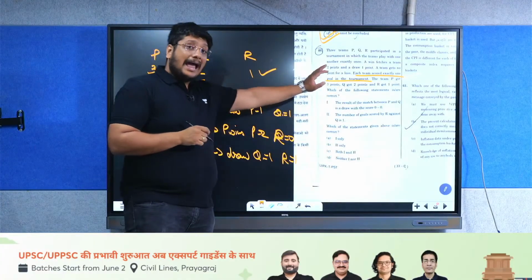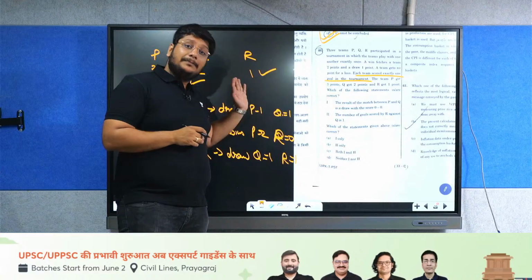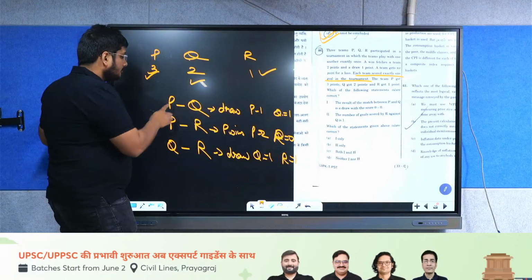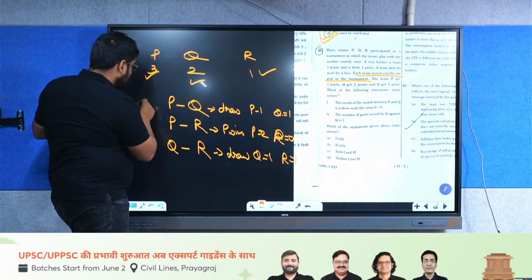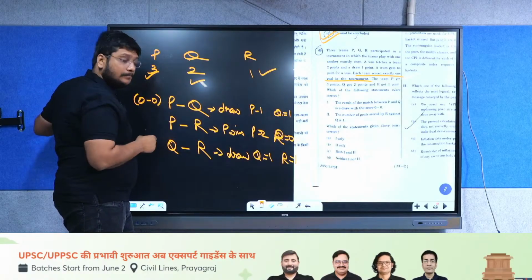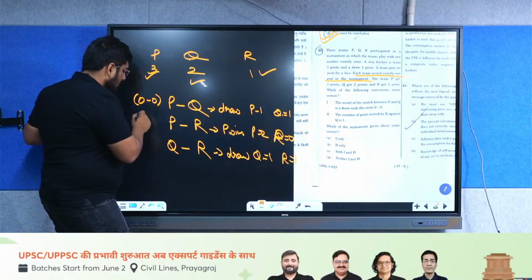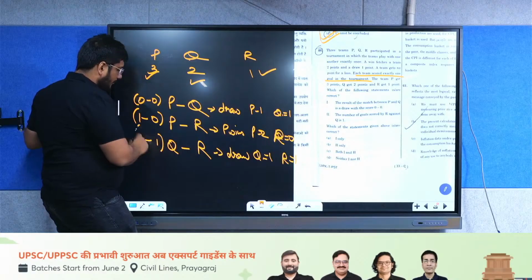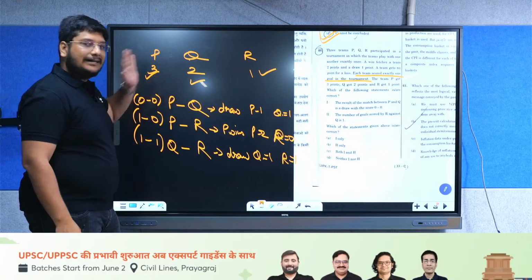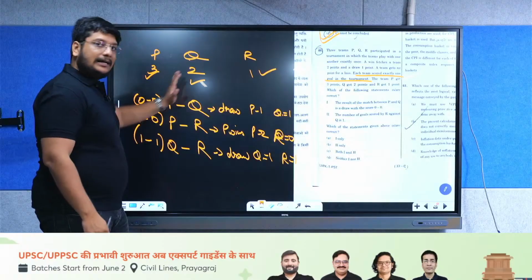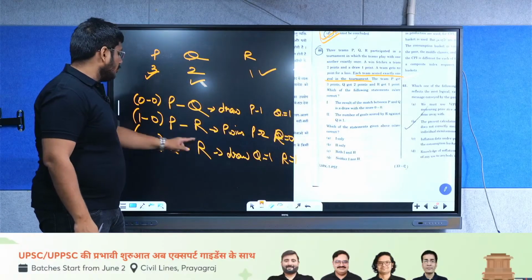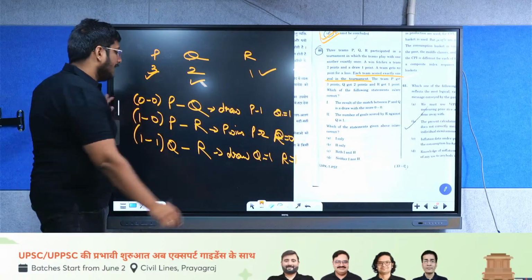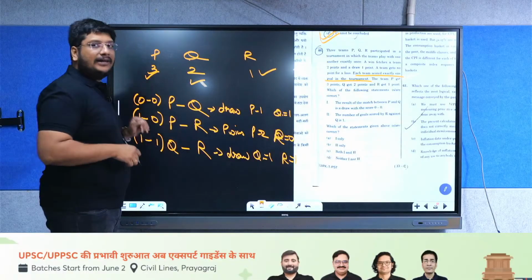But has each team scored exactly 1 goal? Let me try that also. Here it is a draw, 0-0. Here it is a win, 1-0. Here it is a draw, 1-1. P scored 1 goal, satisfied. Q scored 1 goal, satisfied. R scored 1 goal, satisfied. So that means all the things are being satisfied now.